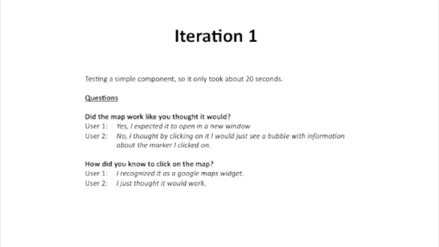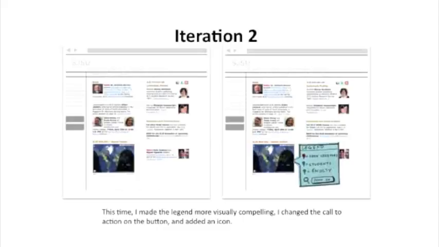I asked them if they thought the map worked like they thought it would. And user 1 said yes, it did, but user 2 thought that he would see information on the same page. And then I also asked how they knew to click on the map. User 1 recognized it as a Google Maps widget, and user 2 just assumed he could click on it.